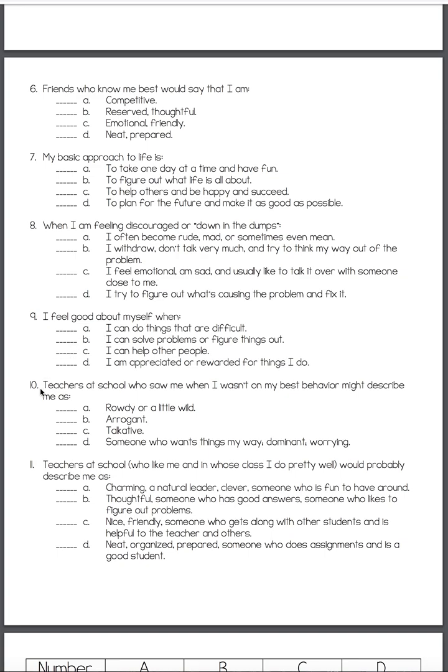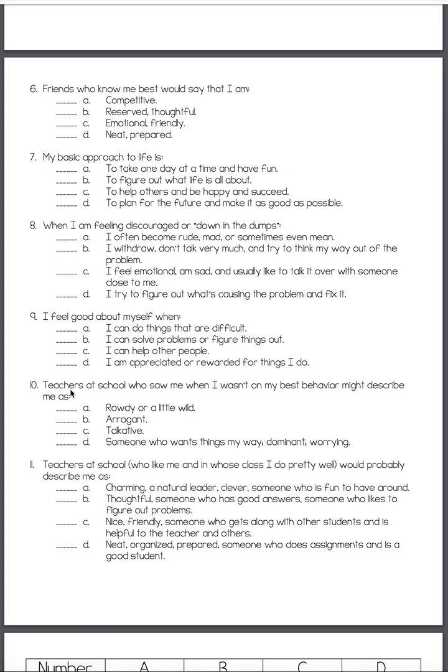Number 10. Teachers at school who saw me when I wasn't at my best behavior might describe me as A, rowdy or a little wild. B, arrogant. C, talkative. D, someone who wants my way, dominant, worrying.